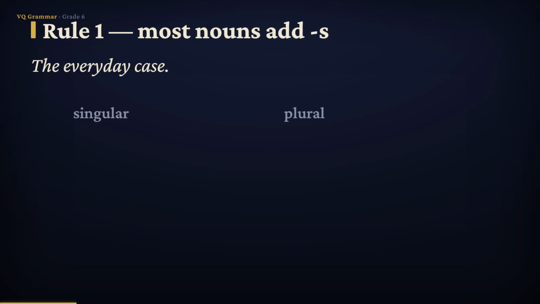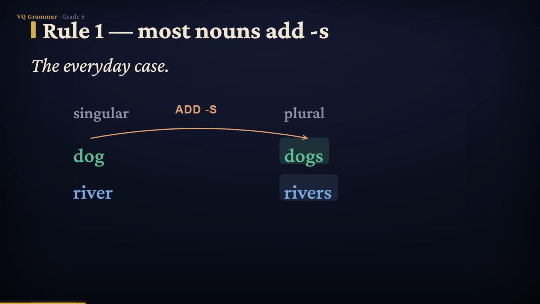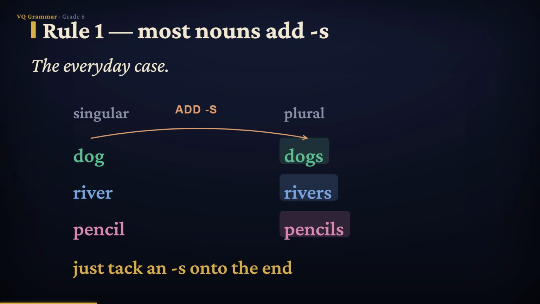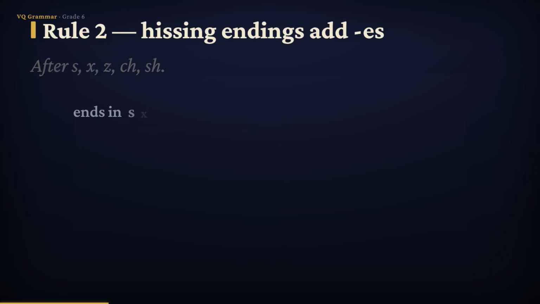Rule 1 is the one you'll use the most. For most nouns, you just add an S. Watch. One dog becomes two dogs. One river becomes many rivers. One pencil becomes a box of pencils. Nothing else changes. You simply tack an S onto the end. If a noun doesn't fall into any of the special rules we're about to see, this is your default. Most nouns just add S.